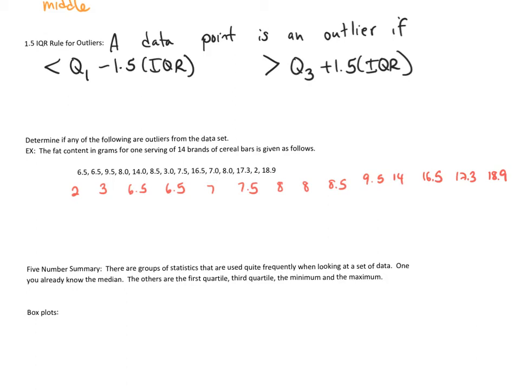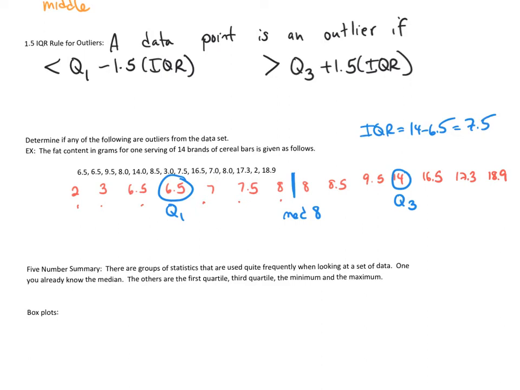So we have 14, so if I'm finding the median, there should be 7 on each side. 1, 2, 3, 4, 5, 6, 7. So in between those two is going to be my median. So my median is going to be 8. Not that I need that, but it helps me to find the quartiles. Since there's 7 on each side, the middle one is going to be quartile 1 here, and the middle one down here is going to be quartile 3 here. So my IQR is going to be 14 minus 6.5, which is going to be 7.5.